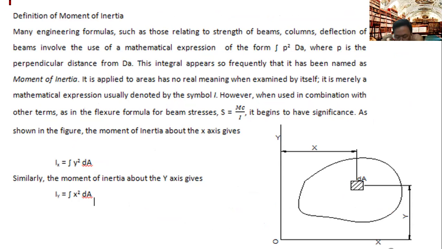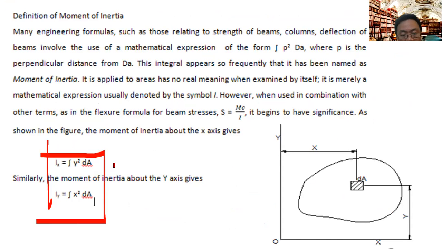Now for moment of inertia, the derivation is from integral calculus, but I'm not going to be very specific with that. If we are going to get the moment of inertia with respect to the x-axis here, we have the integral of y squared. This is the distance, which we revolve here. We say this is the distance of this particular area. We square this one, y squared, and then the differential area.